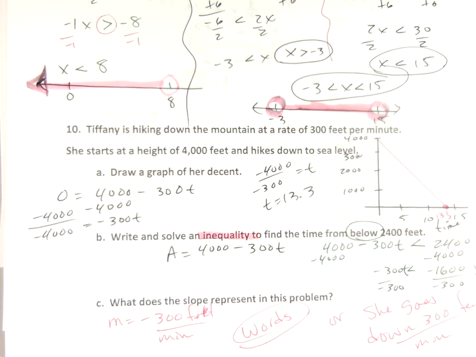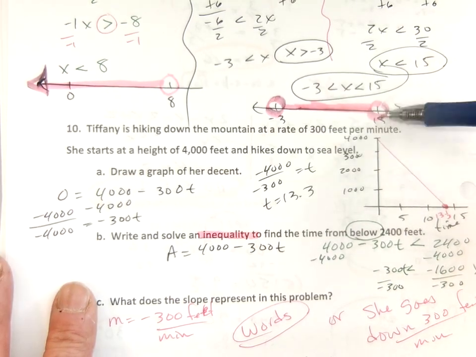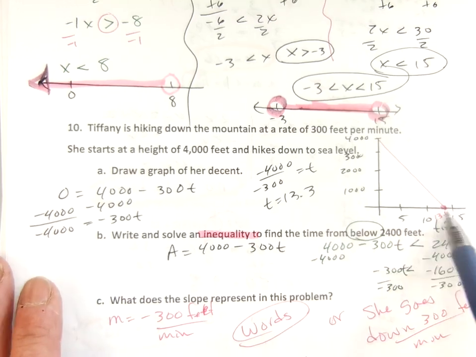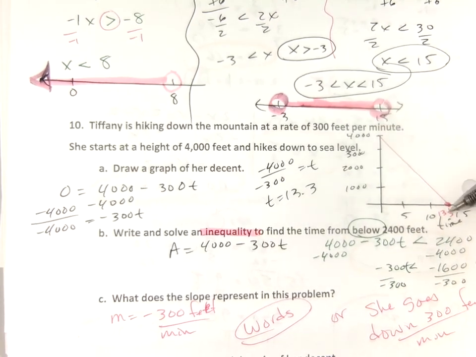Okay, that helps me graph it. So I've got my scales of thousands, my scales of minutes here, and I drew from 4,000 to 13 1/3 minutes. That's when she is at sea level.